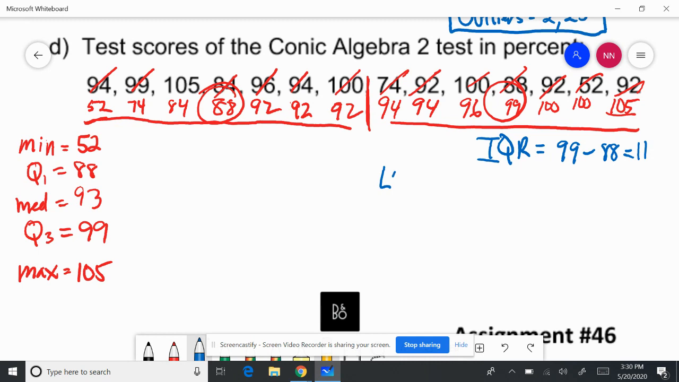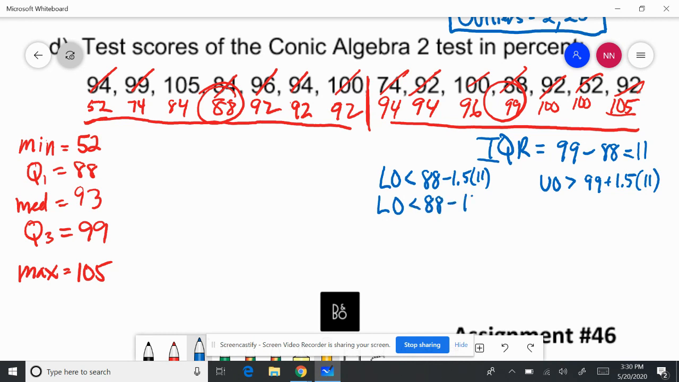So in order to find our lower outlier, it's anything less than 88 minus 1.5 times 11. And our upper outlier is anything greater than 99 plus 1.5 times 11. We're going to use our calculator. We're going to multiply the 1.5 times the 11, and that gives us 16.5. Then we're going to subtract, and 88 minus 16.5 is 71.5.